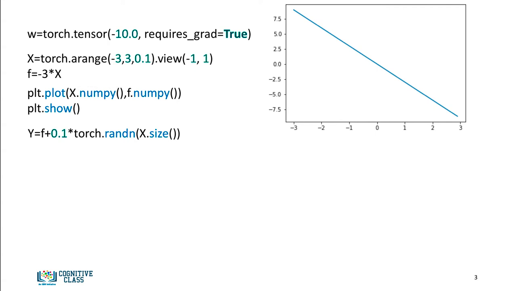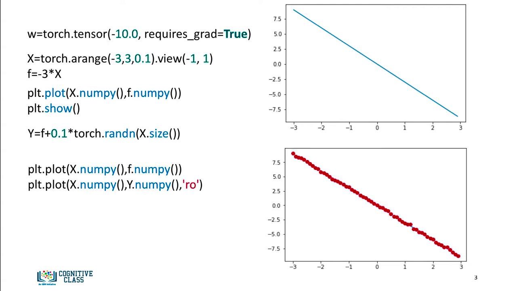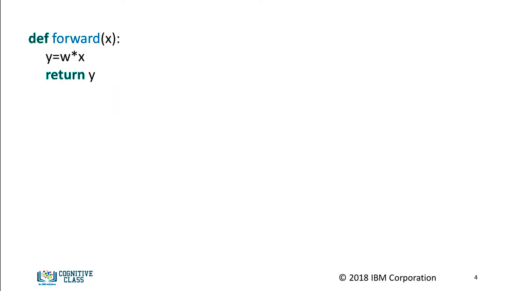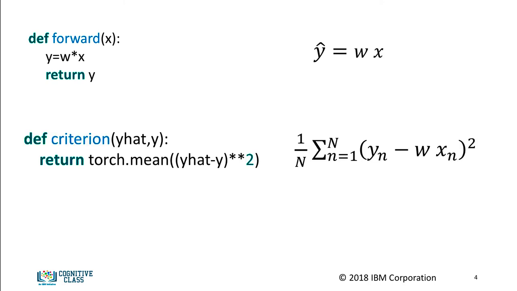We then add random noise to the tensor f and assign it to the tensor y. We then plot the points as red dots. We define the forward function. This is essentially the equation of the line. We define the criterion function. This is calculating the cost or total loss. To be consistent with the PyTorch documentation, we will simply refer to it as a loss from now on.